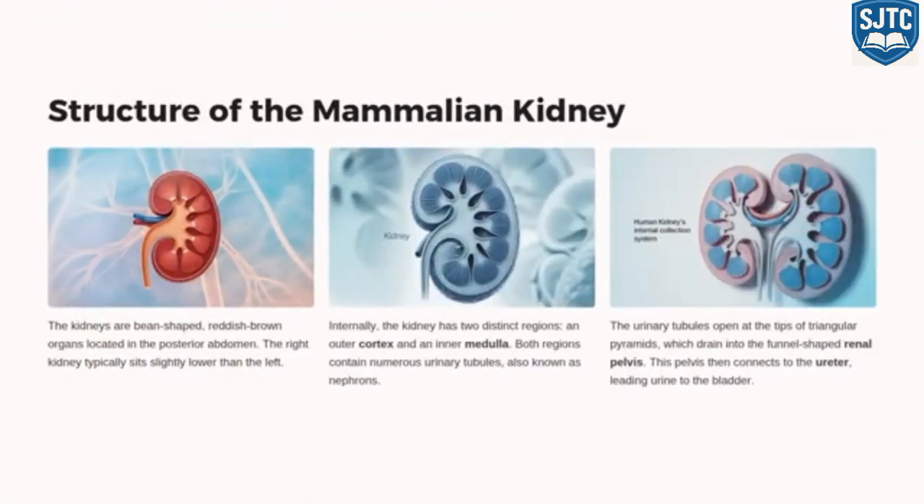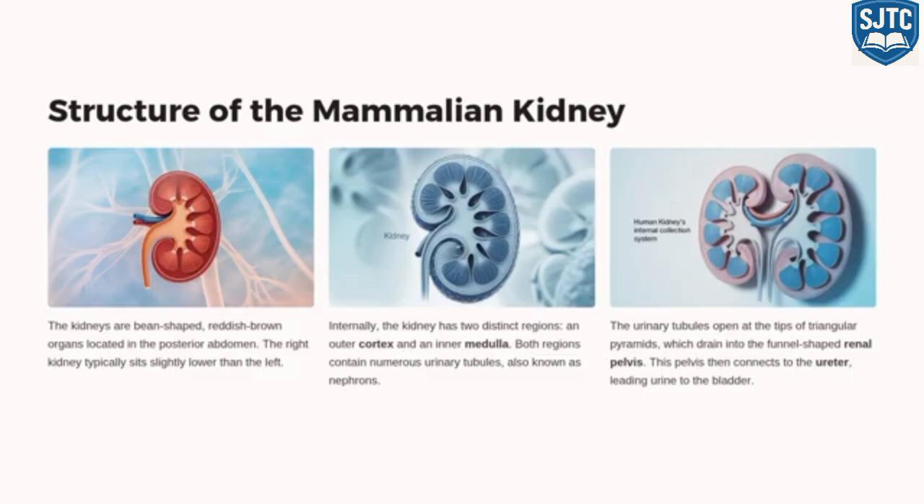Structure of the mammalian kidney. The kidneys are bean-shaped, reddish-brown organs located in the posterior abdomen. The right kidney typically sits slightly lower than the left. Internally, the kidney has two distinct regions, an outer cortex and an inner medulla.